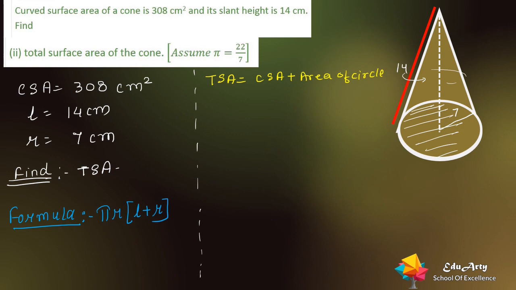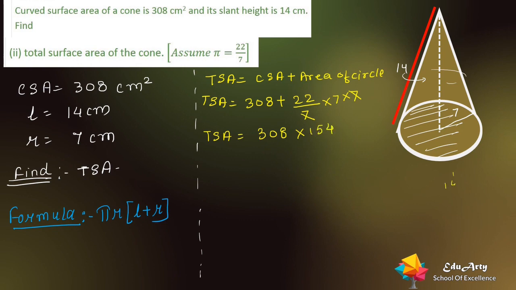What will you do here? TSA is equal to CSA, whose value is already given to us, 308, plus the area of circle. Area of circle is equal to pi r square, that is pi into 22 by 7 into square of radius, that is 7 into 7, correct. So you cut it out, and now what do you get? You get TSA is equal to 308 plus 7 2s are 14, that is 154, correct.